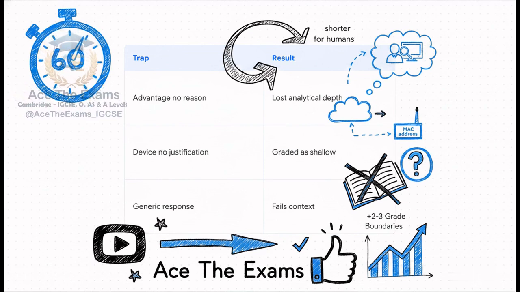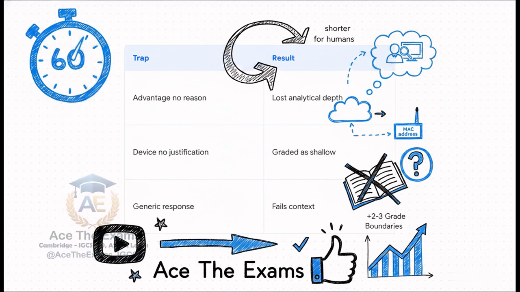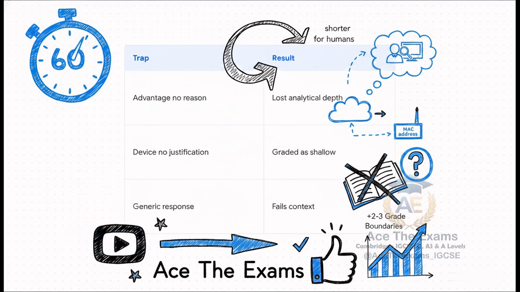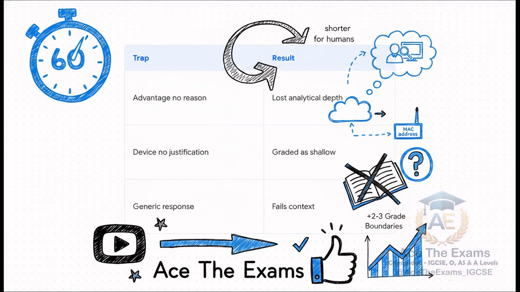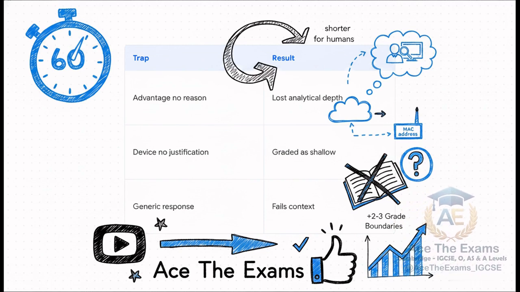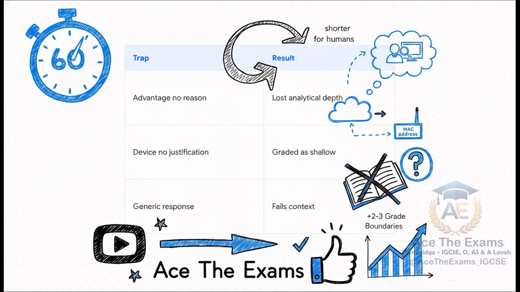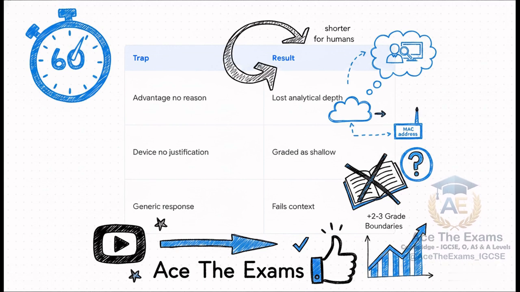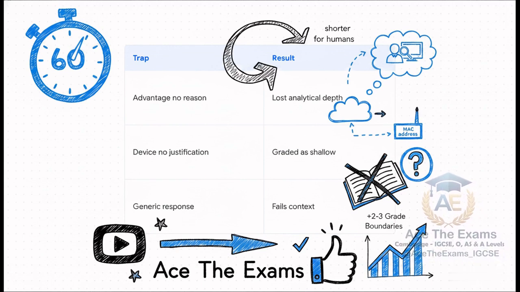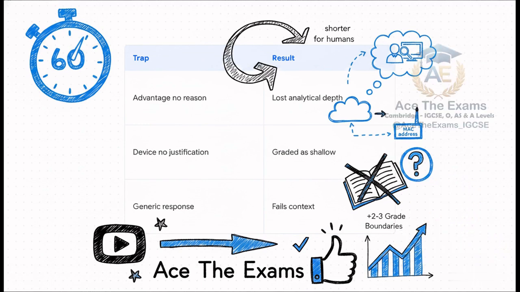Do you see it? The core trend is that a lack of depth and a lack of context equals a loss of marks. Trap number 1, stating an advantage with no reason. You say hexadecimal is shorter, but you don't explain that it's shorter for humans to read, write, and debug, which reduces transcription errors. Result? Lost marks for lacking analytical depth. Trap number 2, identifying a device without justification. You state a router uses MAC addresses, but don't explain why it's represented in hexadecimal for the network administrator. Result? Graded as shallow.